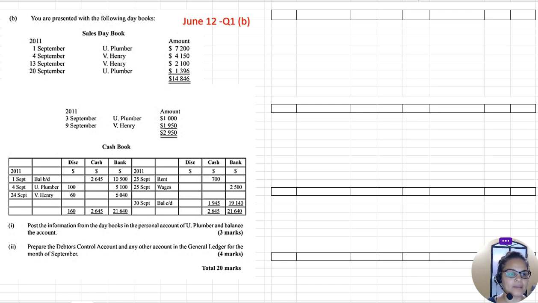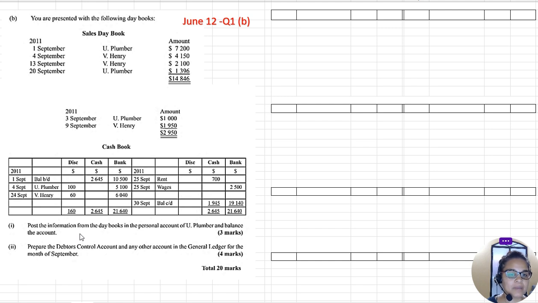Part B of the question says you are presented with the following daybook. This question relates to section 3 and section 4 of the accounting syllabus. Section 3 deals with your daybooks, and section 4 deals with your ledgers and trial balance. So we already looked at the trial balance, and here we have daybooks together with ledgers. B1: post the information from the daybooks in the personal account of U Plumber and balance the account.